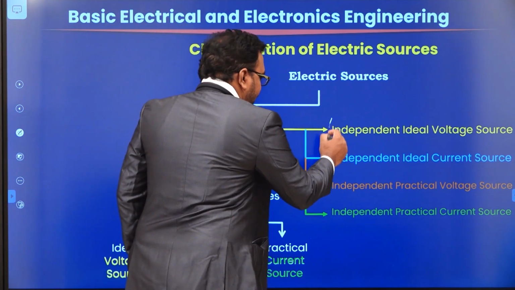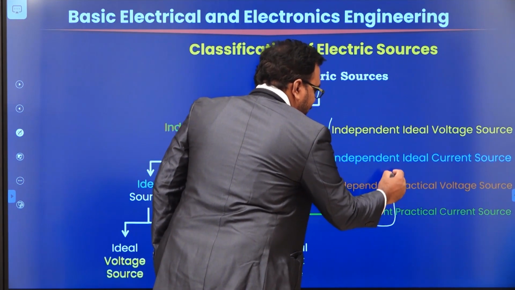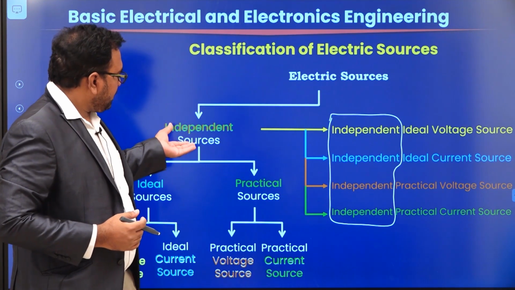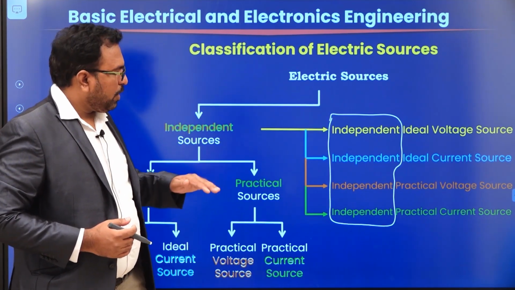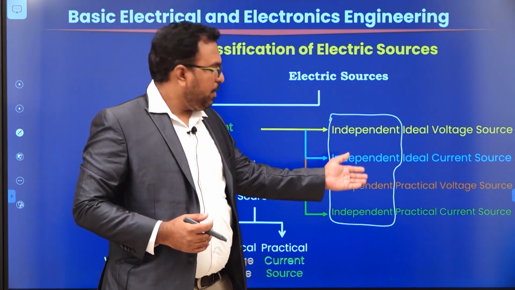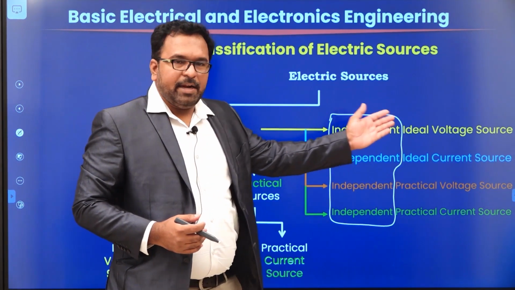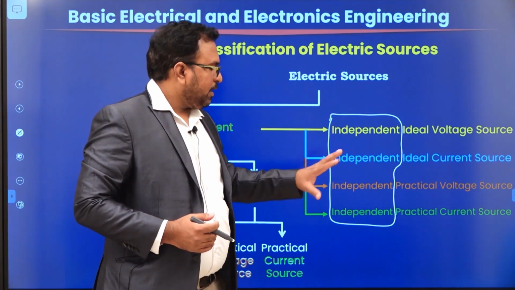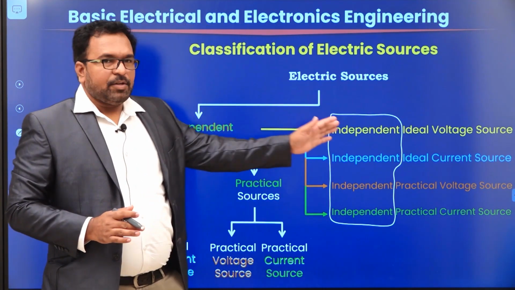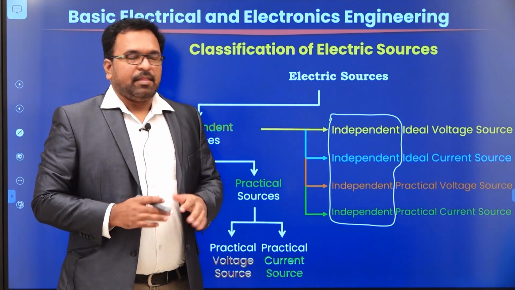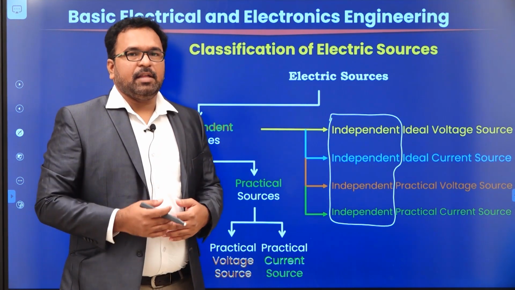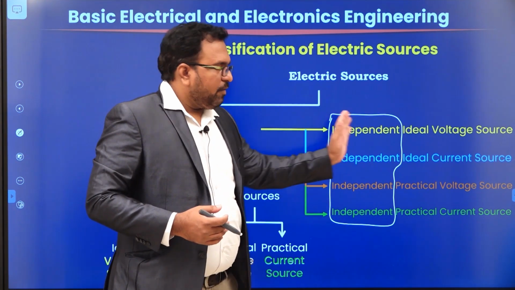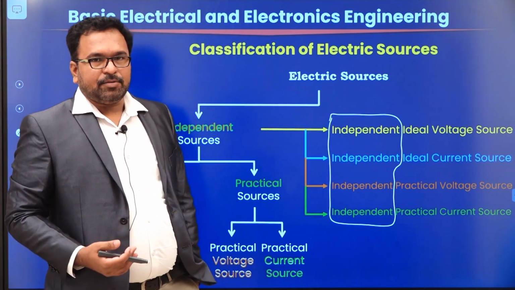Here, if you see, the word independent is common. In all the sources, we are going to use independent as a common name. Since we are going to specifically study independent sources in this course, from now onwards we are not going to use the word independent. We will just call them either an ideal voltage source or ideal current source, and similarly a practical voltage source or practical current source. Because in this course, whatever source you are going to use is an independent source. The dependent source is not part of this course; you will study that in the higher classes. So for the time being, we are going to eliminate the word independent and we will call the sources either ideal source or practical source.